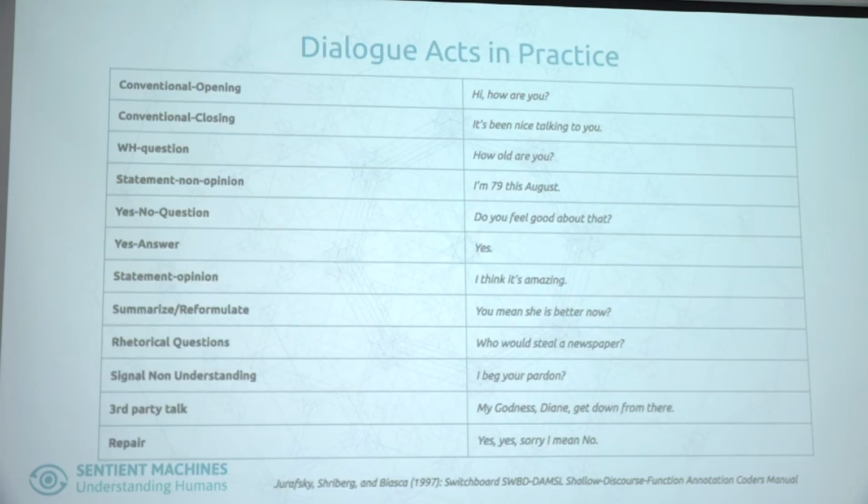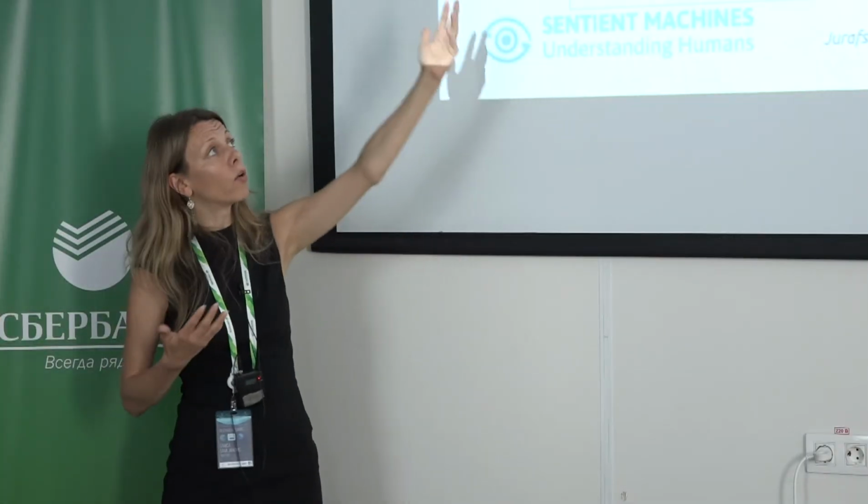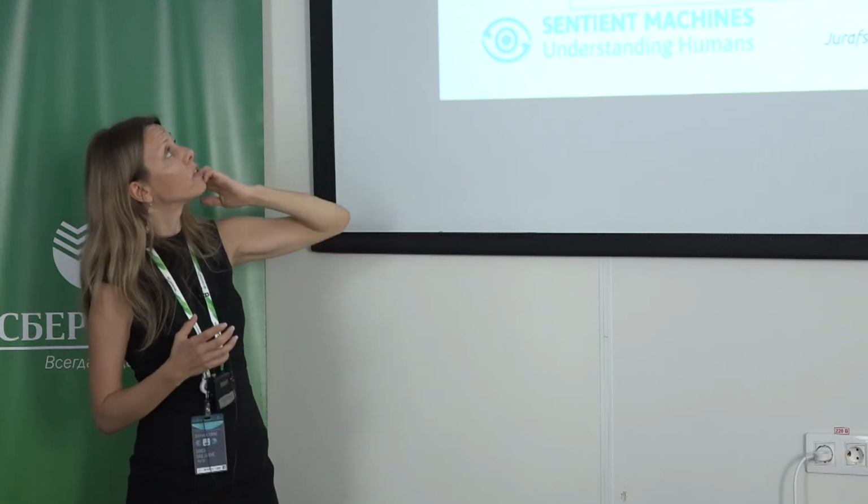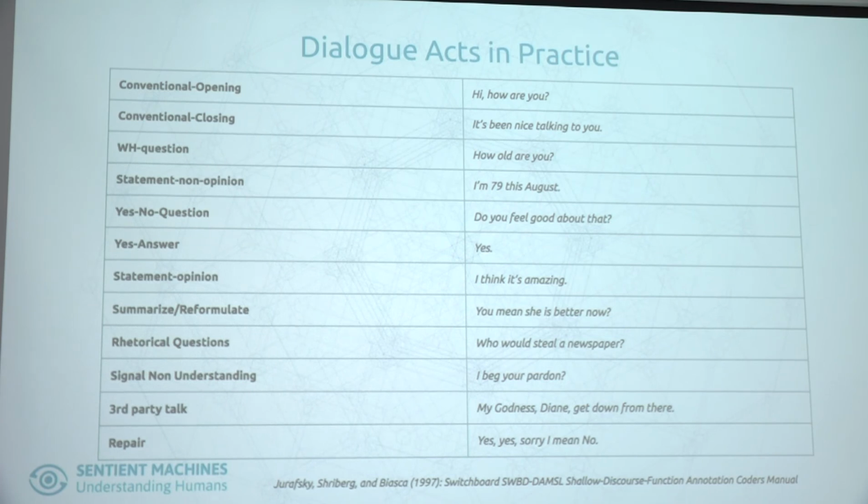To give you some examples, and this is from a famous Switchboard corpus, which was annotated. I mentioned, for example, conventional opening: hi, how are you? Or closing: goodbye, or it's been nice talking to you. Then a WH question, which we sometimes call factual questions, where you're saying, I don't know, how old are you? Or what's your address? Something that requires a fact as a response. Statement non-opinion is any statement where you're not expressing your own opinion, as opposed to statement opinion, where you're saying, I think this is what you should do, which is expressing your own opinion.